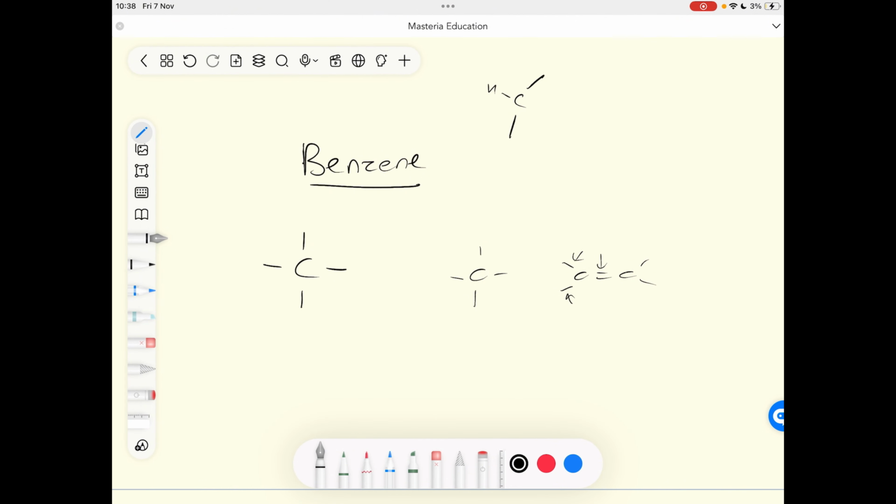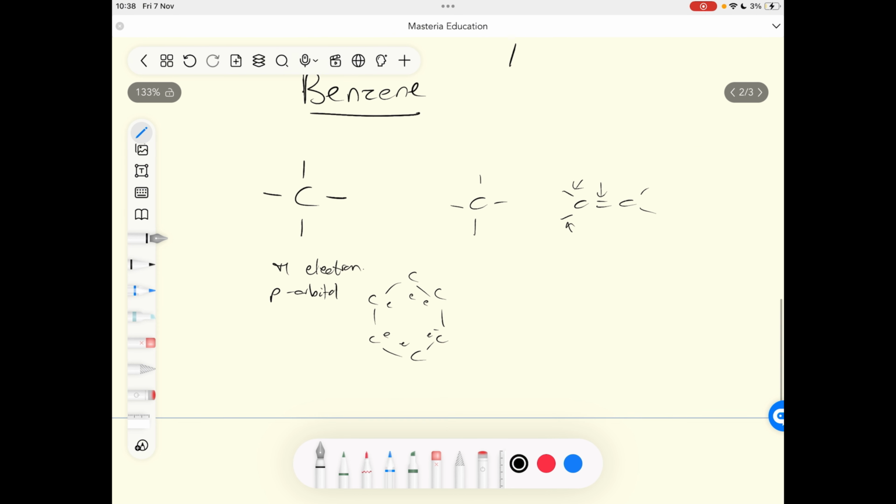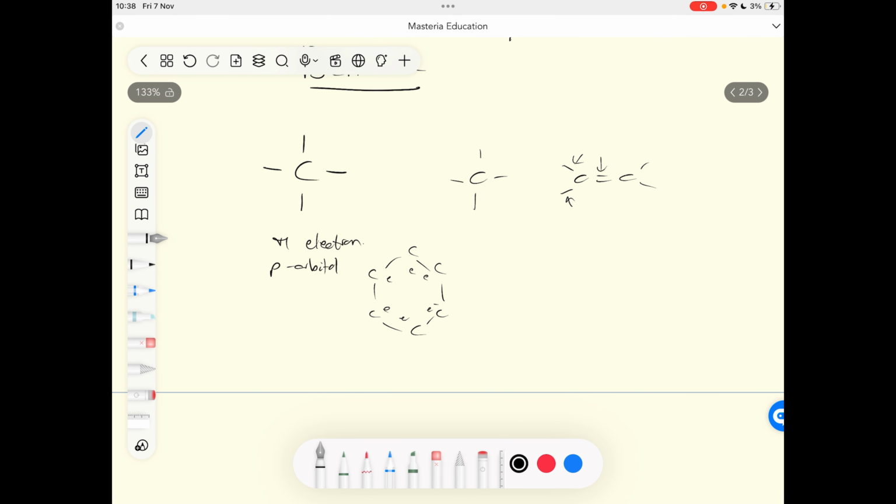So what I end up having is 6 carbons, all of which donate 1 electron into the central ring. And this is a pi electron. So it's a pi electron from the p orbital. What happens in this case, therefore, is we form a delocalized ring. And that's why benzene has this kind of structure. So each carbon is actually only bonded to 3 other things, and the other electron is delocalized into the central ring, essentially. So this is what benzene looks like.